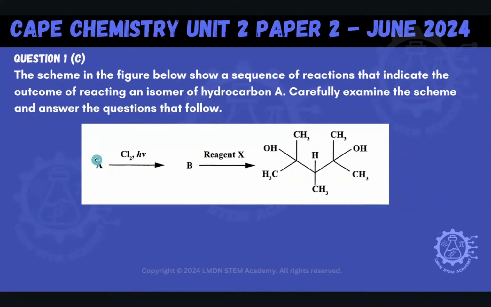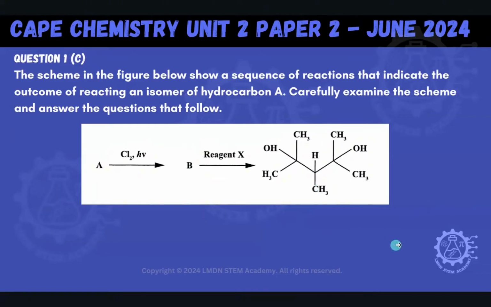We're starting with hydrocarbon A, and then we see that we have chlorine as a reagent, and we see that we have HV there. So that's UV light that's being present. And when we do that reaction with that hydrocarbon there, we get compound B. Then when we get compound B, we're going to add reagent X to compound B, and that results in us forming this structure here where we see that we have OH, OH. So this is a diol. We have OH on both ends, and then the rest of the molecule is just hydrocarbon, right?